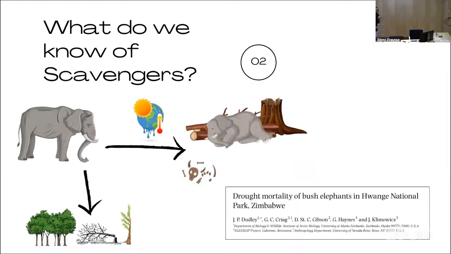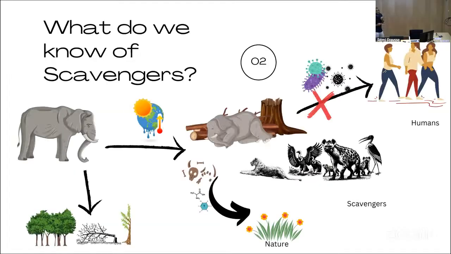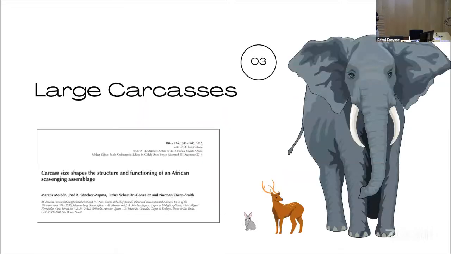But anyway, elephants in general, especially in this region, contribute to the ecosystem in terms of shaping it, but they also die due to climate-related causes naturally without any poachers. We also know that scavengers play a big role in breaking down the molecules into the soil, which is very good. They also help us prevent the spread of diseases. Good, right? So where do large carcasses come in?